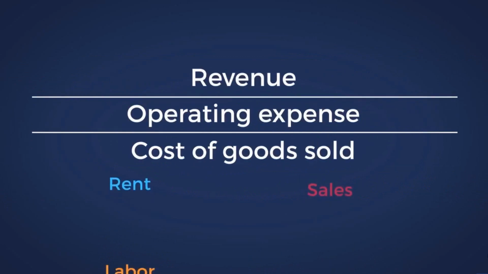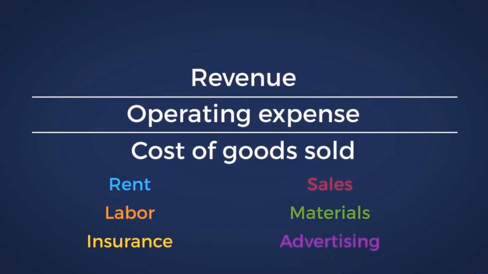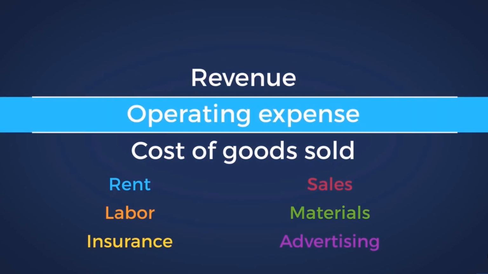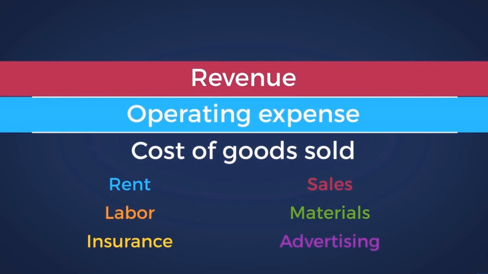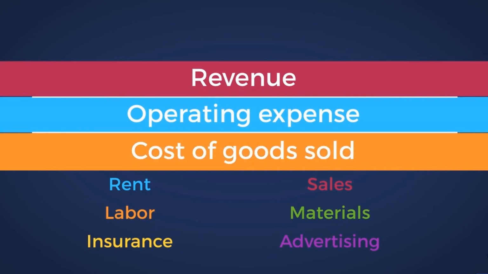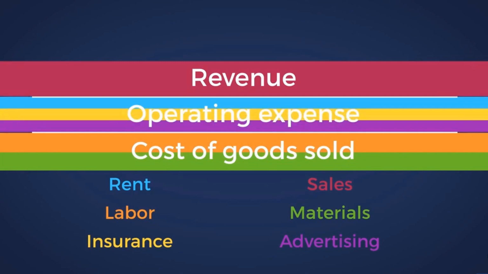On the asset side, we have inventory as our current asset and equipment as the long-term asset. How about another? To which category do the following costs or expenses belong? For this one, categories may be used more than once or not at all. Going down the list, rent is an operating expense, sales generate revenue, labor falls into the cost of goods sold category, as do materials. That leaves insurance and advertising, both of which are operating expenses.